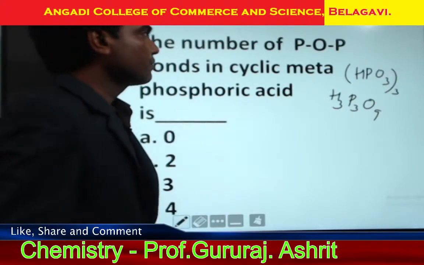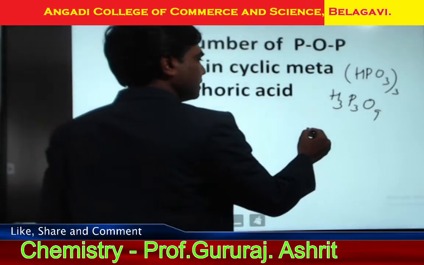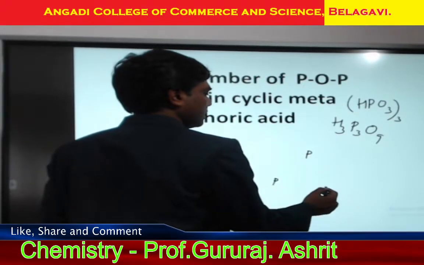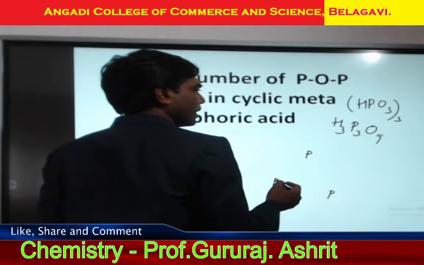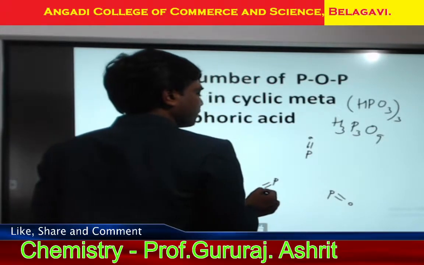Draw the structure of this one. He asked about P-O-P bonds. You can identify easily. First write 3 phosphorus. Okay. Next write double bond O, double bond O, double bond O.